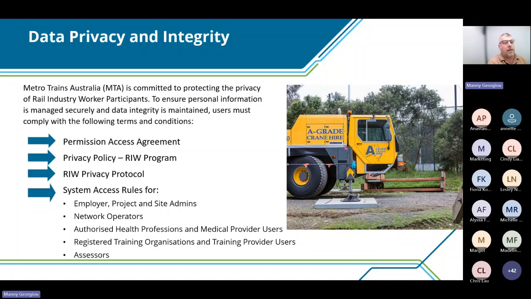So as part of signing up for RIW, everyone signs a PAA, or a permission access agreement. Part of that agreement covers the privacy policy of the whole RIW program. We've also got an RIW privacy protocol. And there's also, from a data privacy and integrity point of view, another layer: our system access rules for employers, site admins, network operators, AHPs, RTOs, and the like. So these are all the various layers of data privacy and integrity within the RIW system.